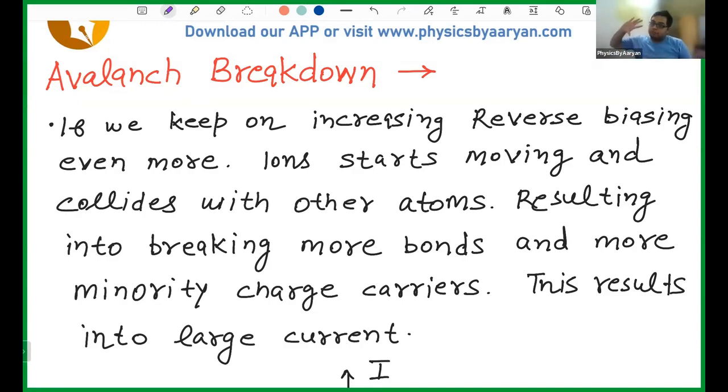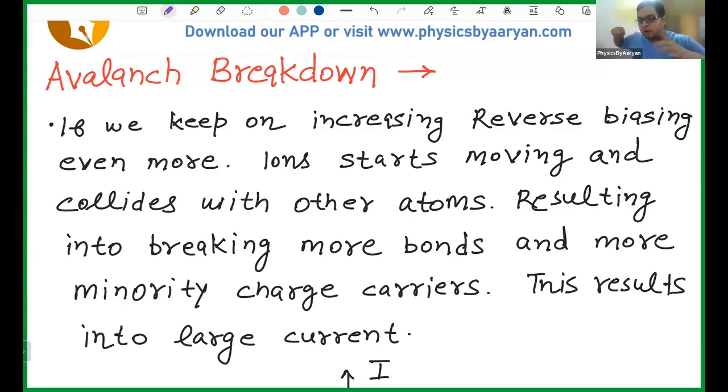Now, if I keep on increasing the reverse voltage even more, then what will happen? These ions will start moving because now they are inside an electric field. And what will happen if they start moving? They will start colliding with each other, meaning other atoms which are still neutral.